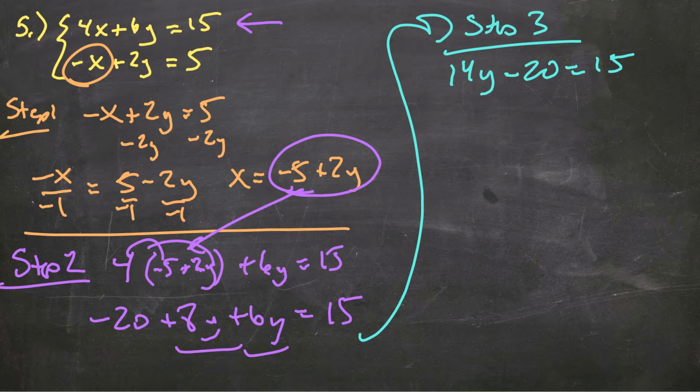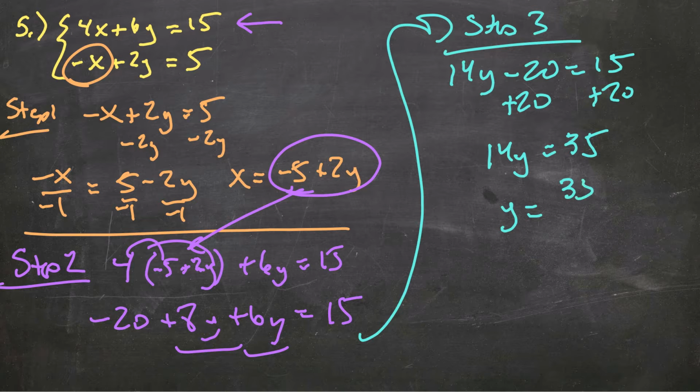I add 20 to both sides. I get 14y equals 35. Divide both sides by 14. Get y equals 35 over 14. Or you might put 2.5. Which moves us on to step 4.